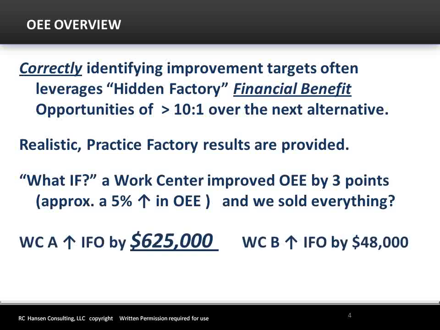We'll find out that work center A could increase the income from operations by $625,000 relative to the next best alternative, work center B, which would improve income from operations by $48,000. It's extremely important to understand that standard cost accounting practices would not expose this kind of potential opportunity.